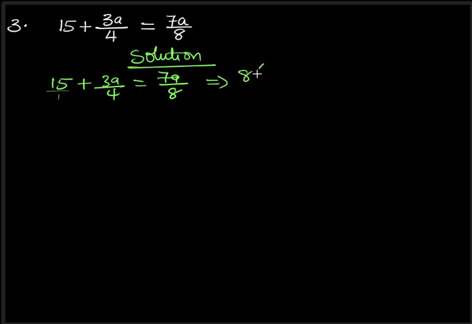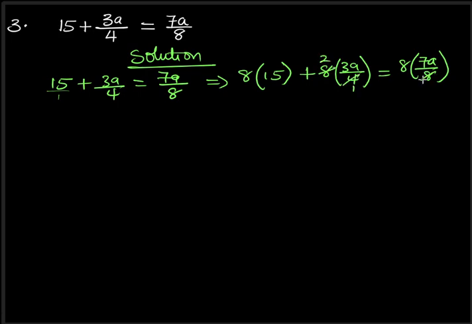This implies 8 bracket 15, sorry, that should be plus 8 bracket 3a all over 4 equal to 8 bracket 7a all over 8. And that will give us, okay, so this will multiply this, and then 4 into 8, that will be 2. 8 into 8, that will give us 1.